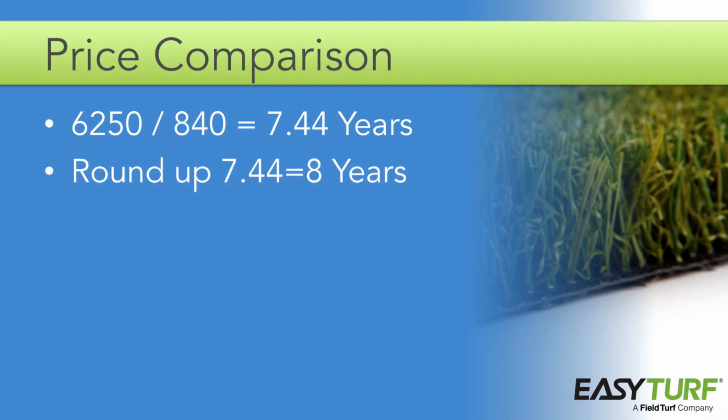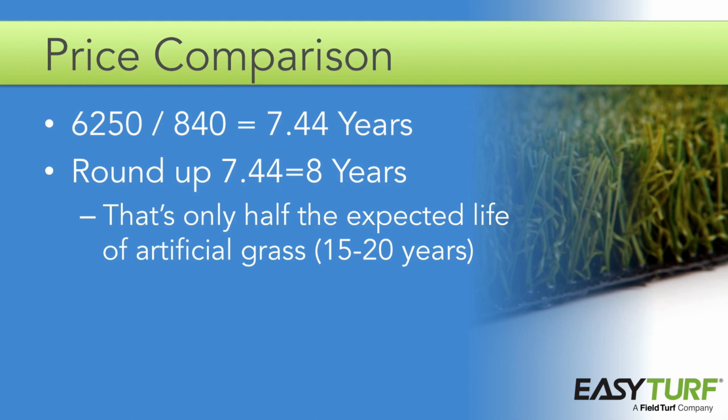Round up to get the number of years it will take for the cost of natural turf to exceed that of the artificial turf, and you've got a pretty compelling argument for artificial grass. In this case, the customer will pay more in 8 years to maintain natural turf than they would have paid to install artificial turf. This is only half of the minimum expected life of artificial grass, which is about 15 to 20 years, making natural turf twice as expensive as artificial grass in the long run.